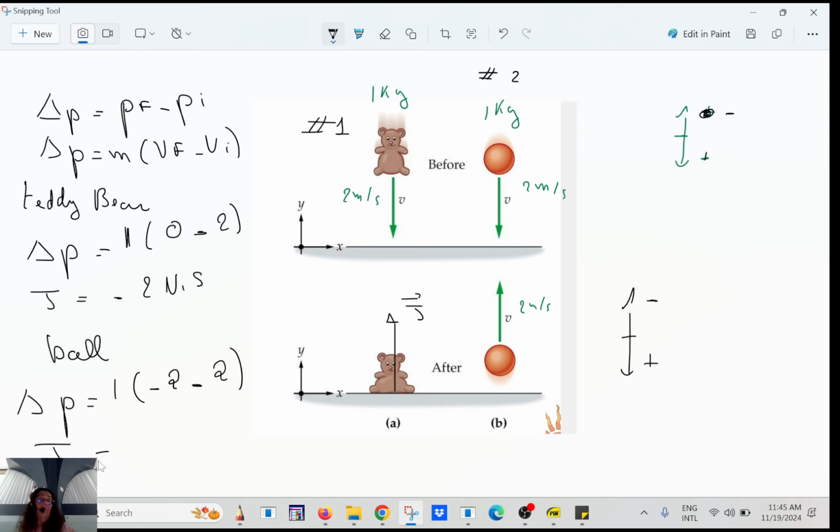So what's going to be the impulse? Very good. So you need twice the force because not only do you have to stop it from moving, but you have to reverse the motion.